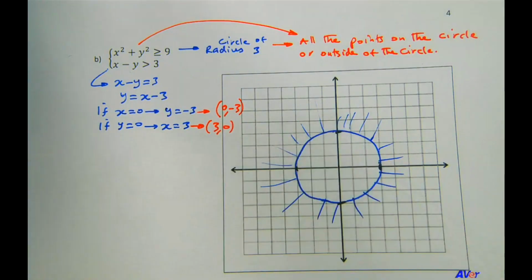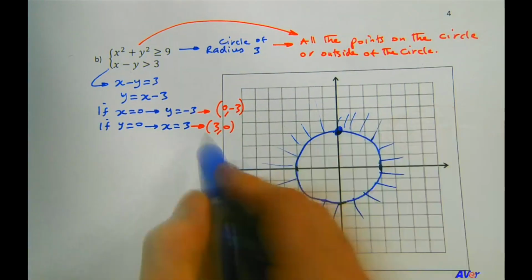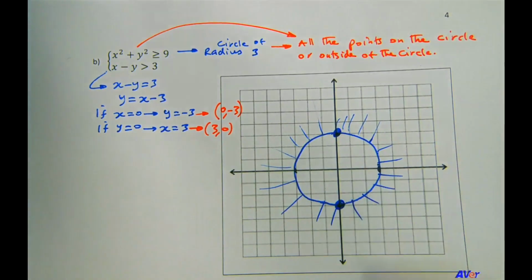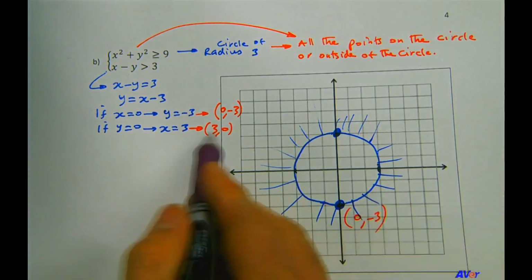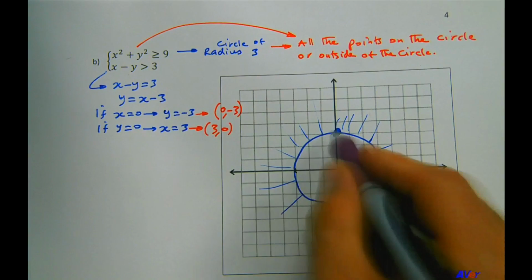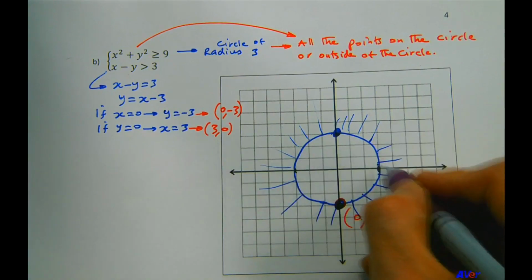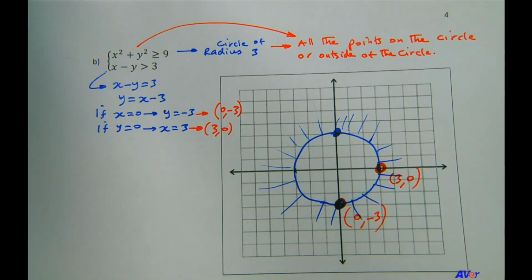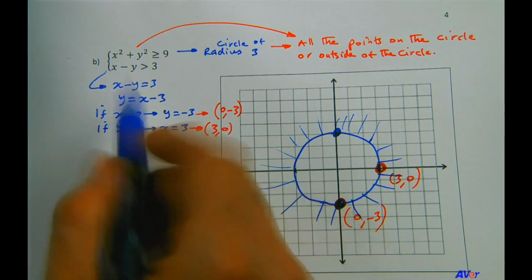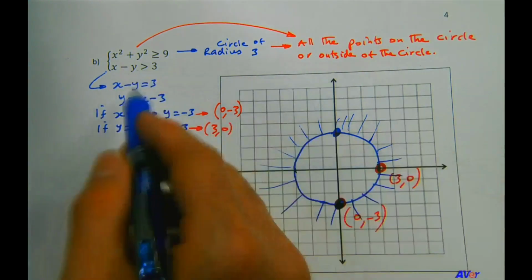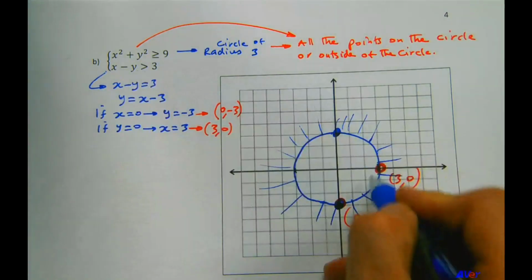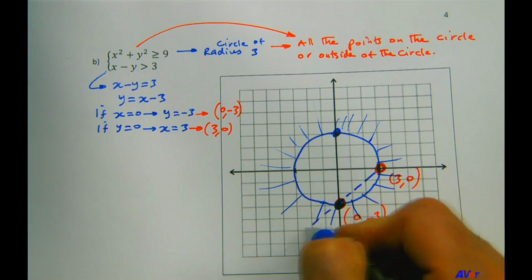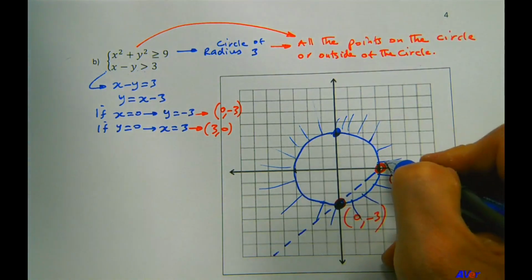0, negative 3 would be here. Not there, here. This is 0, negative 3, and 3, 0, so that's the point, not that. And then 3, 0, which is that. Okay? If we connect, no point on the line is accepted because this is a strict inequality. So I'm going to draw a dashed line through those 2 points.